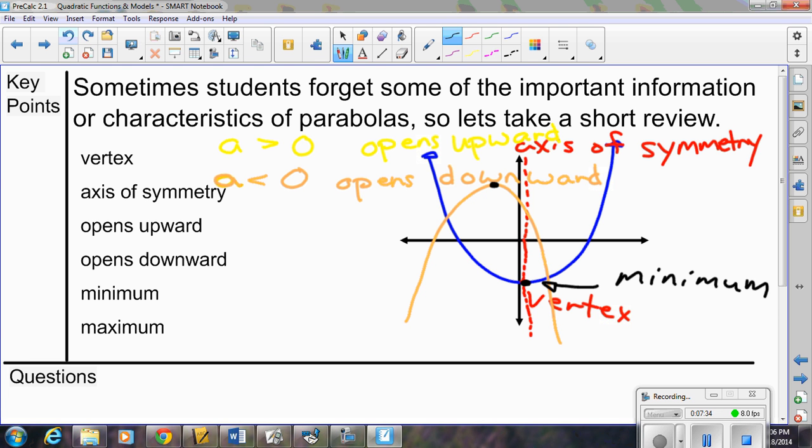But here's where a lot of students get some confusion. The point itself is not the minimum. The point is the vertex. Minimum refers only to the height of the point. That is the y-coordinate. The minimum is not talking about the location, it's talking about how far down on the y-axis you are. The lowest point, the lowest height on the y-axis is the minimum.